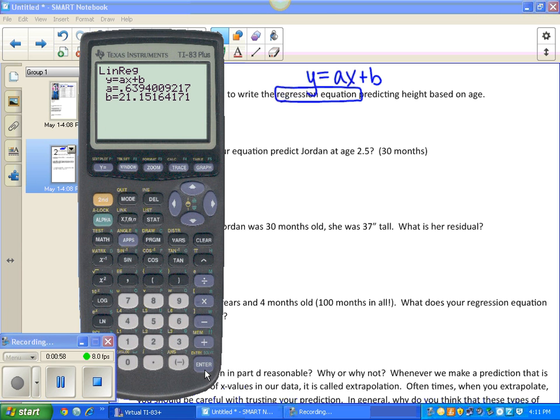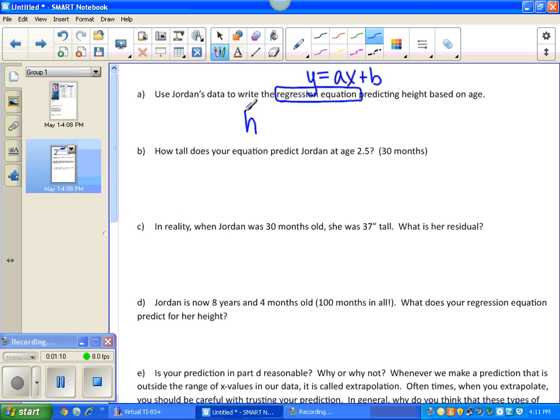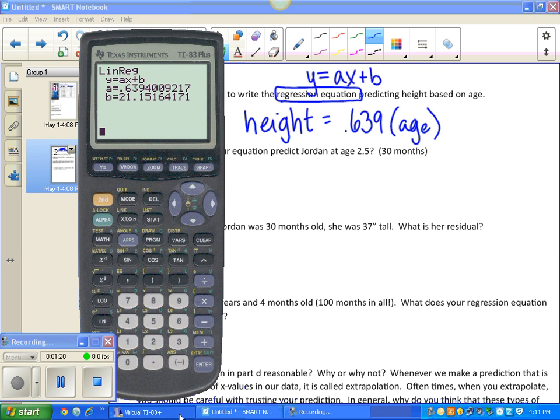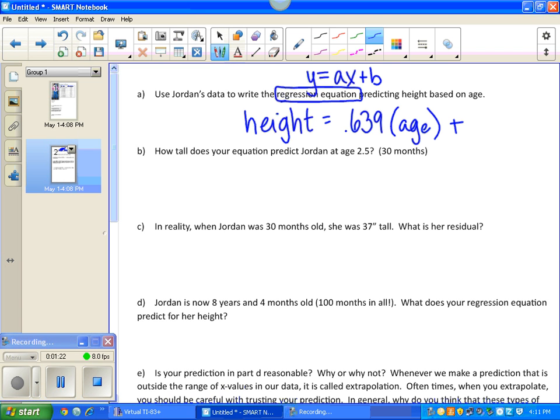I have a line. Now, I don't like to use x's and y's. Instead, I need to use the actual data that I have. So for this, we are recording her height versus her age. So I have height equals 0.639 times her age, and then the rest of that equation was plus 21.15. Now we put a hat over the height because we are predicting it.